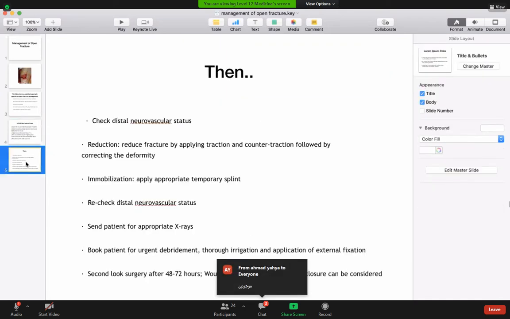So you check the neurovascular examination, you realign the limb, reduce it, and put a splint. Again, recheck the neurovascular examination, send the patient for x-rays, and then book the patient for surgery for adequate debridement. So this is the open fracture management part.